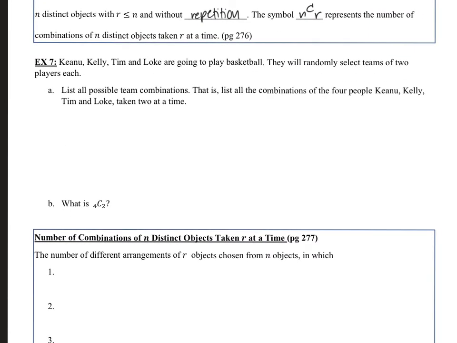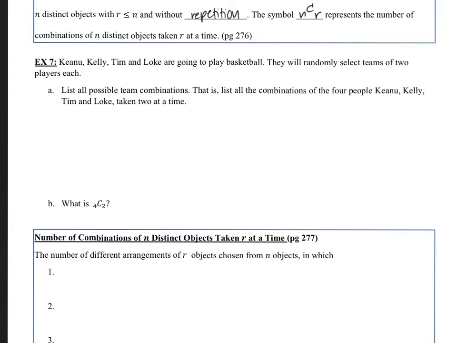So for example 7, Keanu, Kelly, Tim, and Loke are going to play basketball. They will randomly select teams of 2 players each. List all of the possible team combinations. That is, list all the combinations of the 4 people, Keanu, Kelly, Tim, and Loke, taking 2 at a time. Okay, go ahead, pause the video, and try to write down all the different possible combinations.